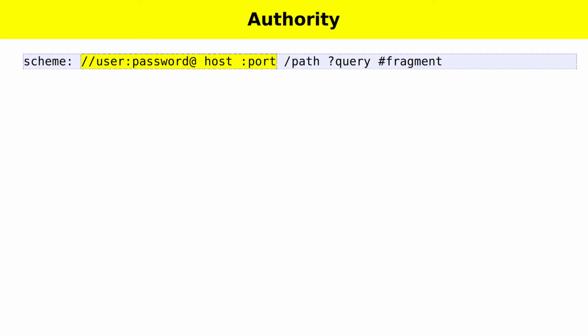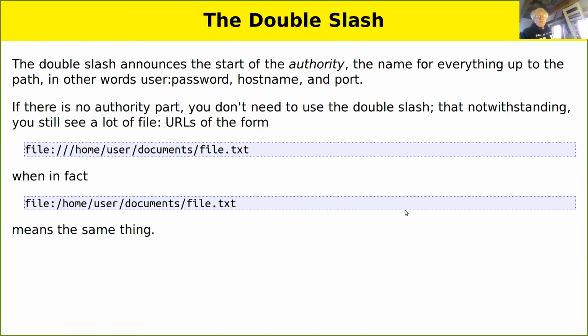Now, the scheme is followed by the double slash. The double slash announces the start of the authority, the name for everything up to the path. In other words, the user and password, the host name, and the port. If there is no authority part, then you don't need to use the double slash. The double slash tells you the authority is coming. Nevertheless, you do see a lot of URLs of the form, for instance, file, with 3 slashes in it. And in fact, this is not necessary at all. File:/ and the path is exactly the same thing.